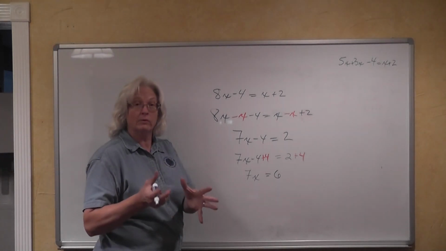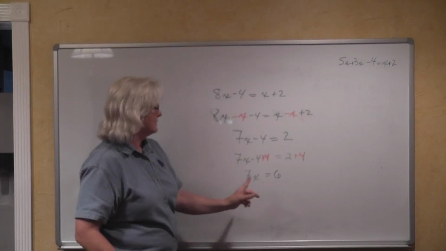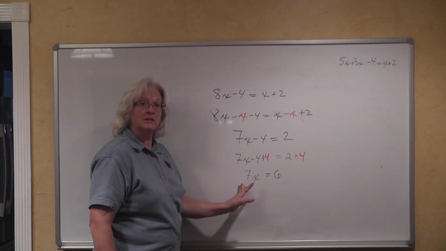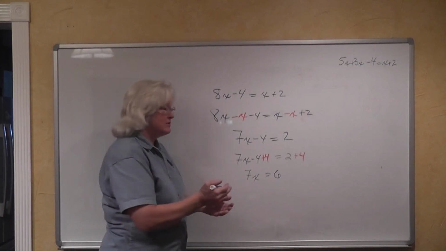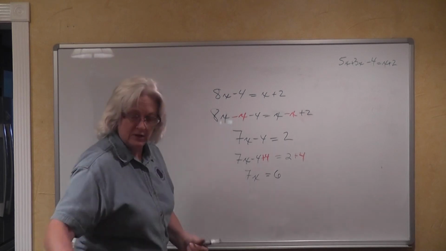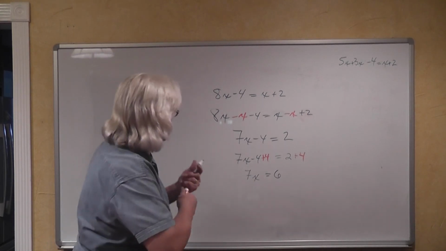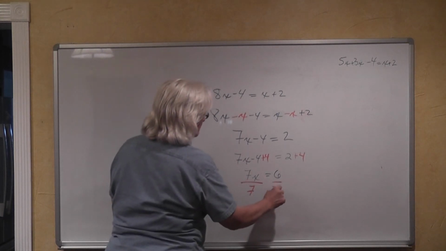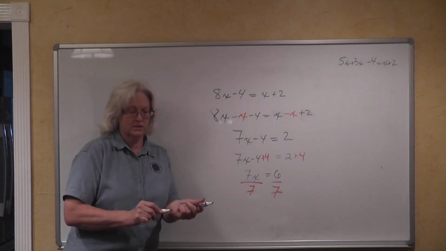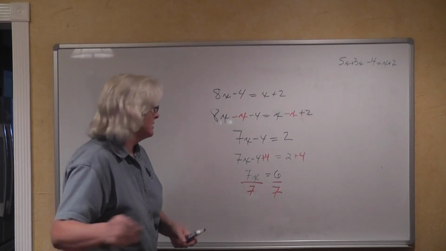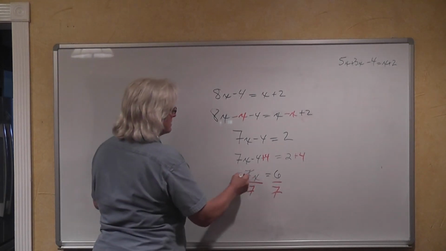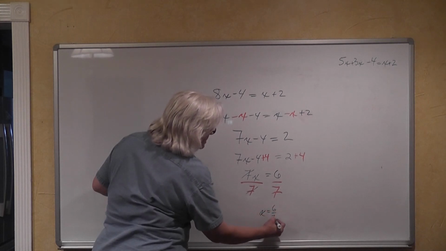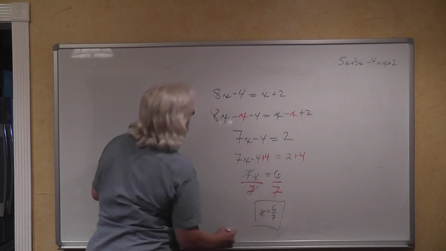And now we only have one operation left. What's happened to the variable? It's been multiplied by 7. The inverse of multiplication is division. So we're going to divide both sides of this equation by that coefficient, which is 7. Your 7's cancel. And we have x is equal to 6 over 7 as being our solution.